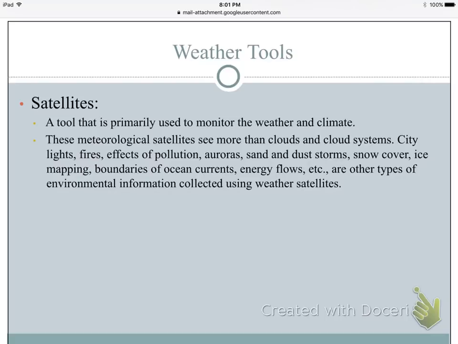Satellites, which I just talked about, are a tool that's used to monitor the weather and climate. So satellites see more than just clouds and the systems. It sees city lights, fires, effects of pollution, sand and dust storms, snow cover, anything you can imagine, satellites are going to pick up on. And it sees all these different types of environmental information that it can collect and send back to the meteorologist. Okay, these are really cool.